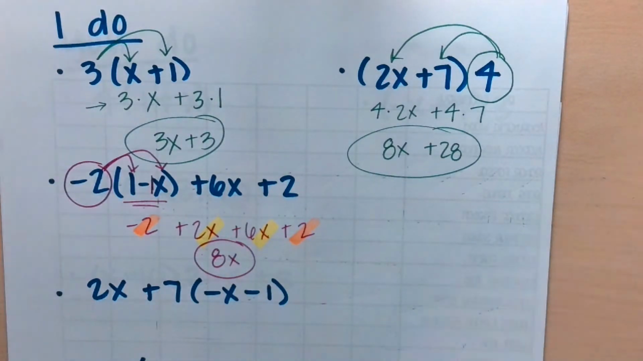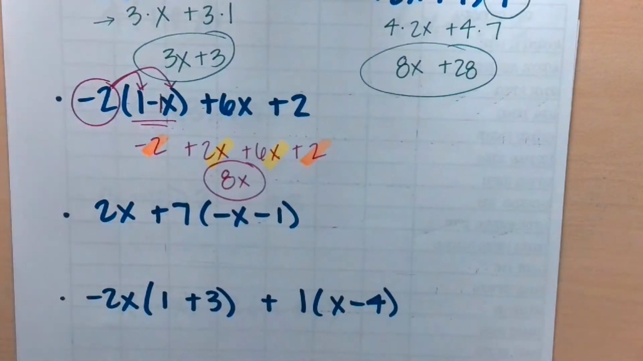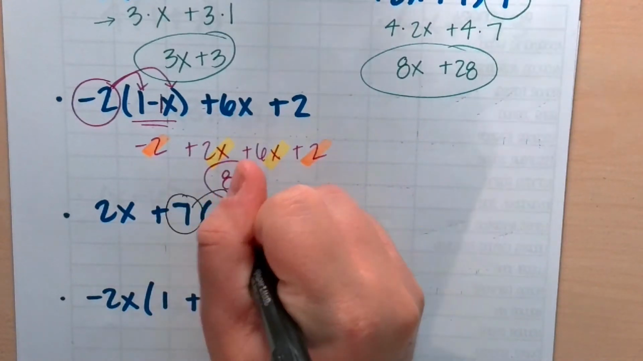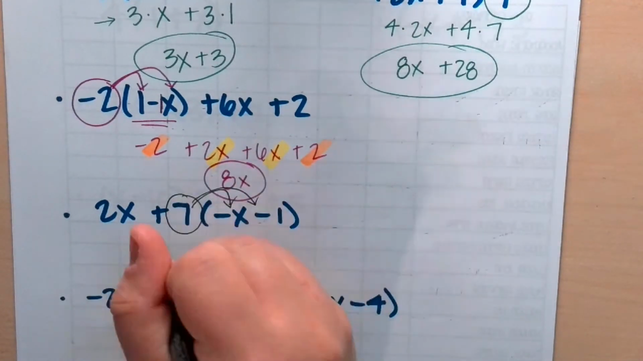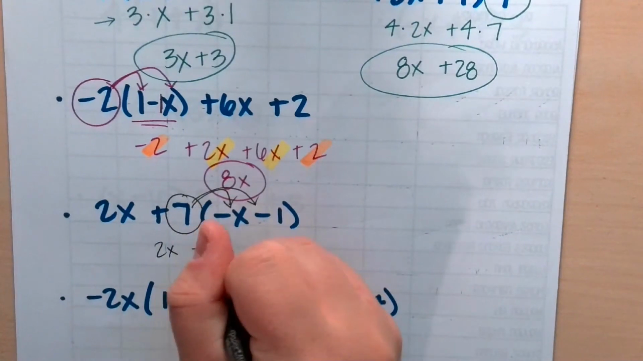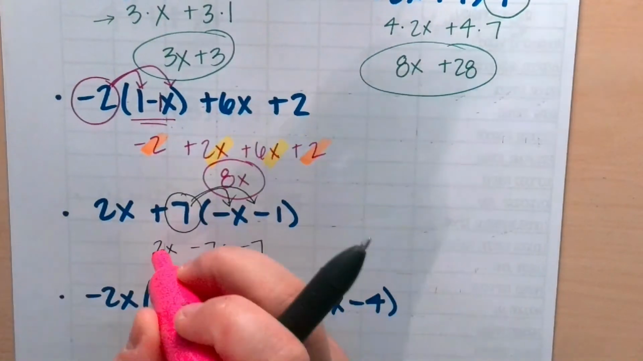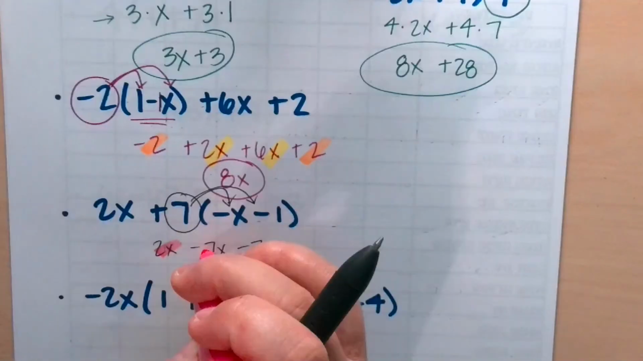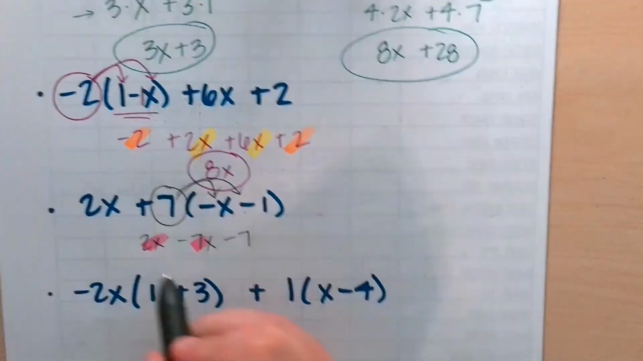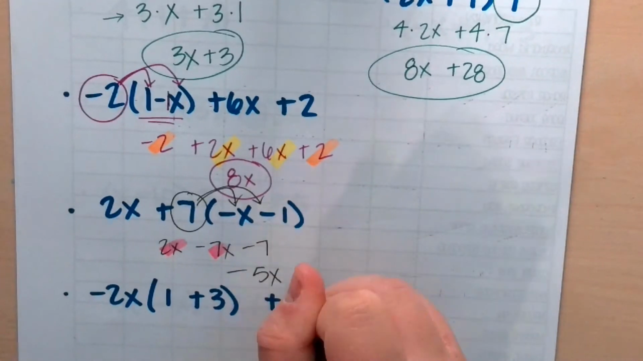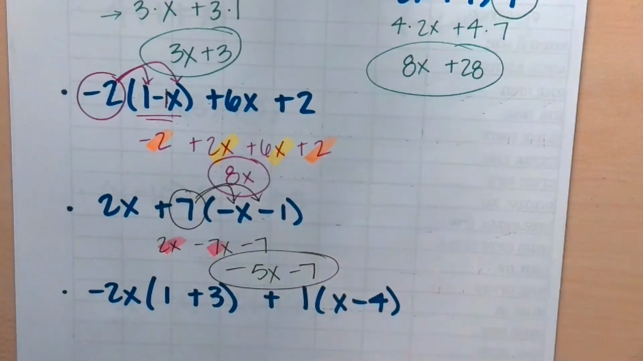Right. So for this next one, what we're going to distribute is this 7. So we distribute the 7, bring that 2x down. Okay. And again, we're just going to simplify. So we have our x's, and then we only have that one constant, so 2 minus 7 gives us -5x minus 7. Okay.